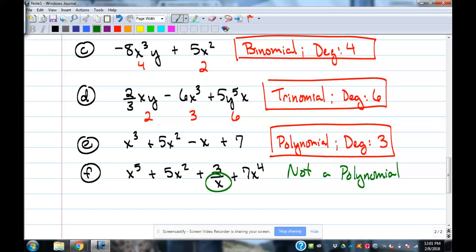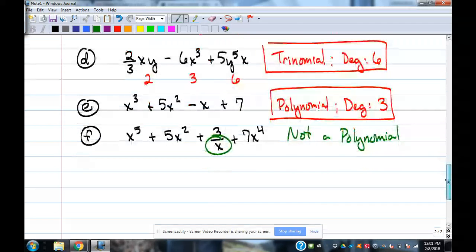How could we write this as not a fraction? Think about exponent rules from chapter 8. What could we do to move this x from the bottom up to the top so that it doesn't look like division? Make it a negative exponent, right? Which would be 3 times x to the negative 1. This and this are the exact same thing.